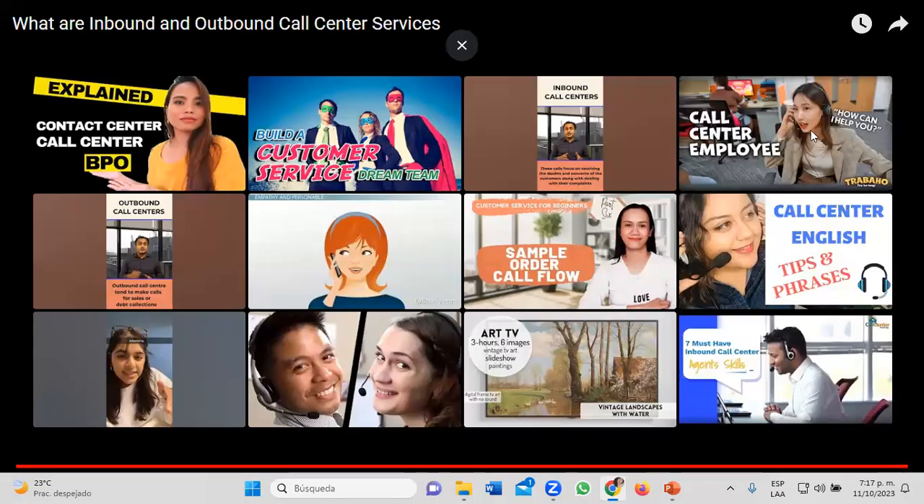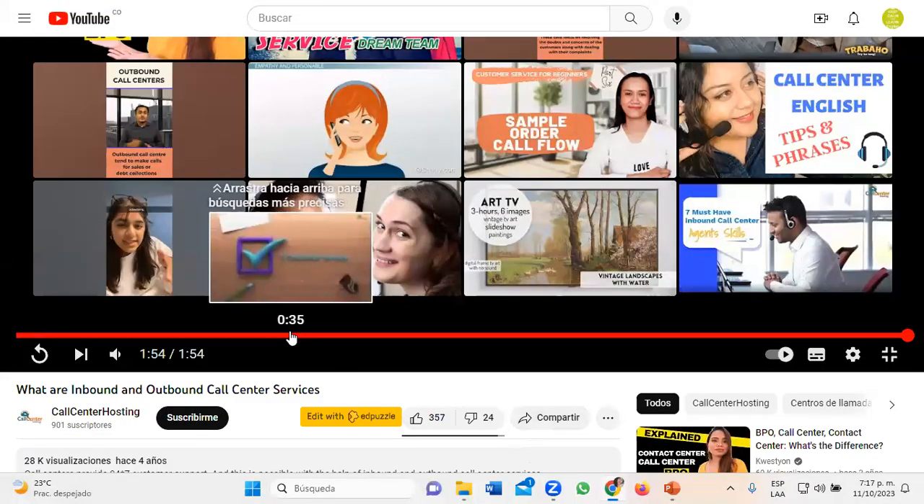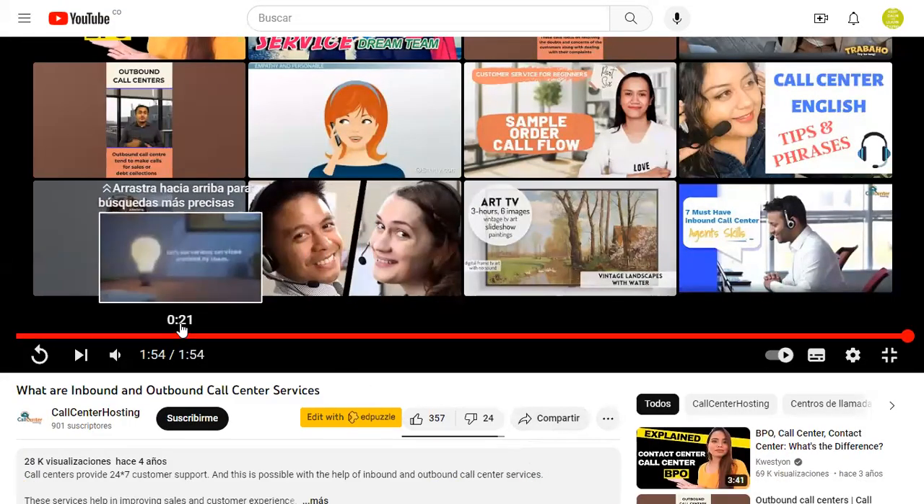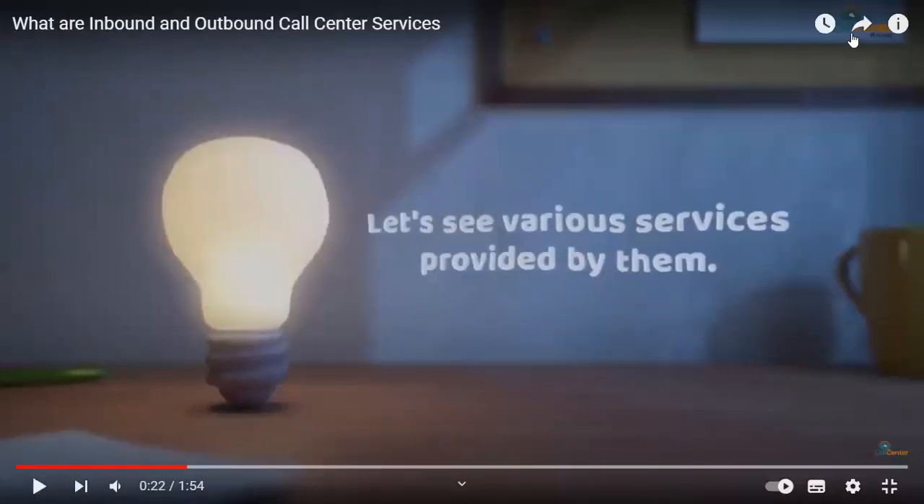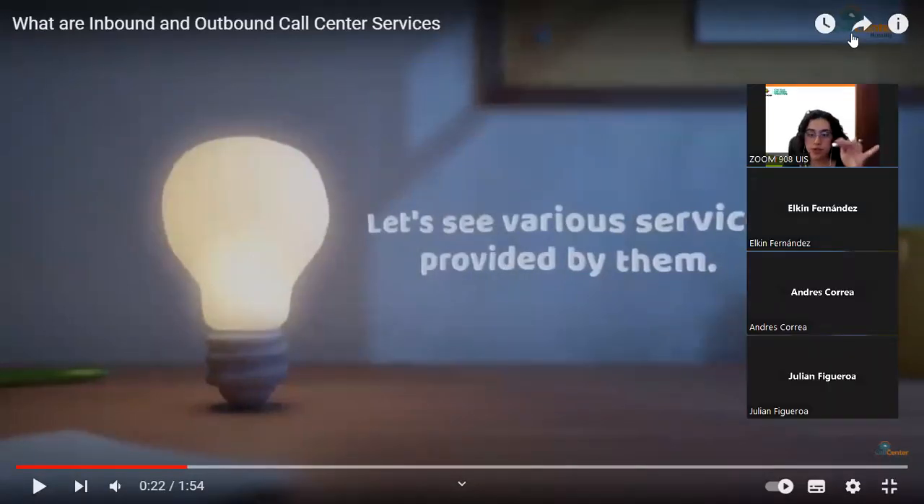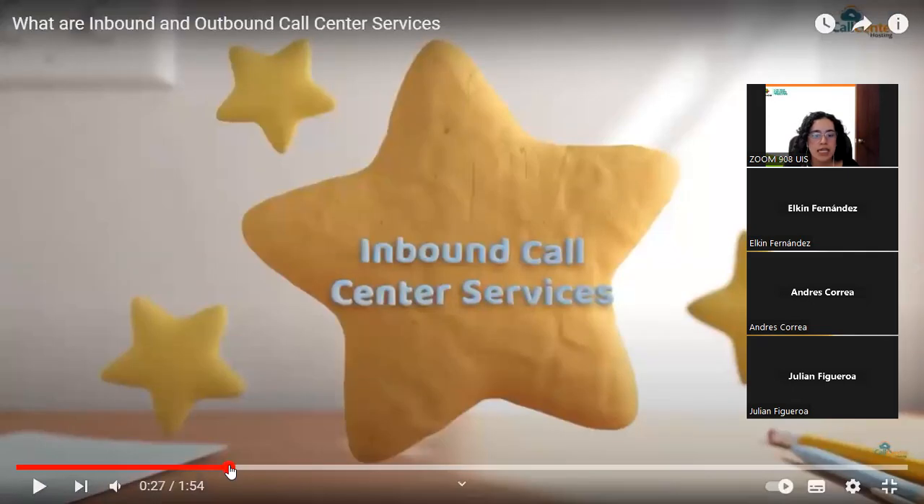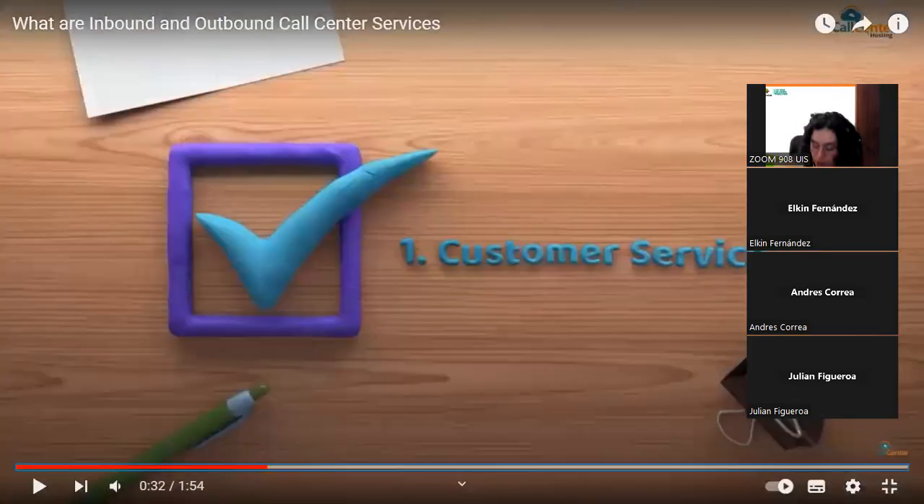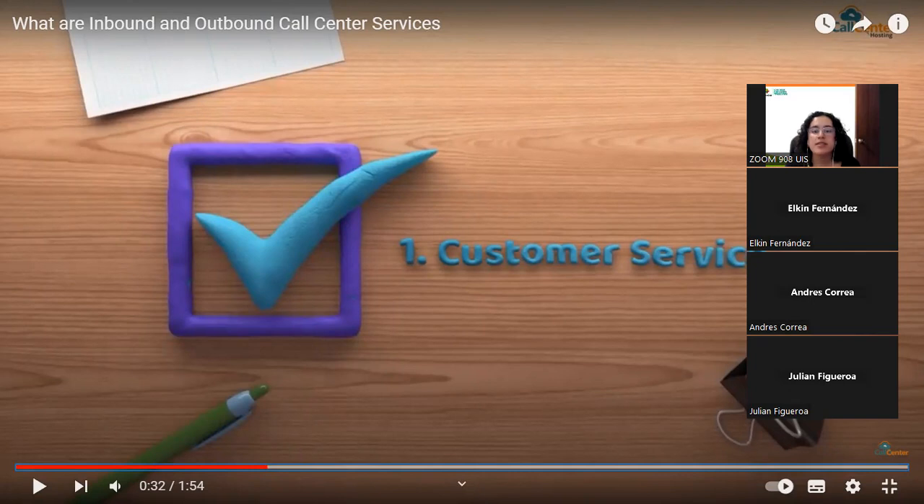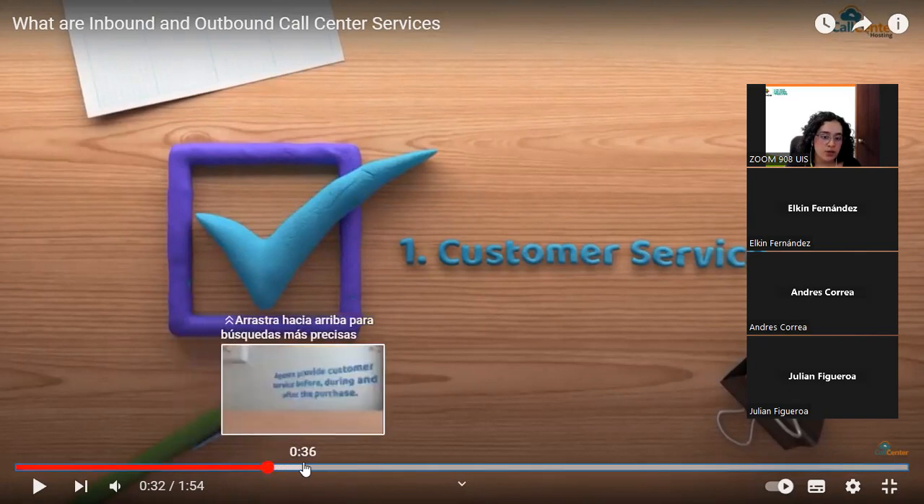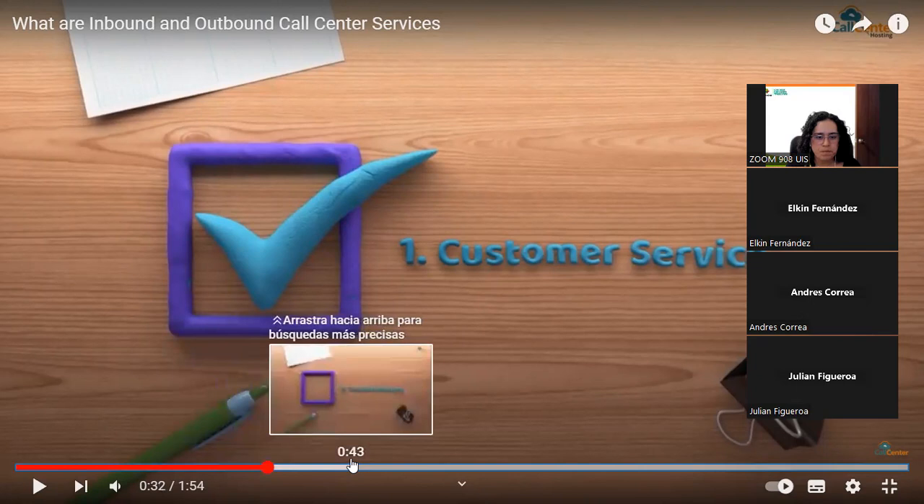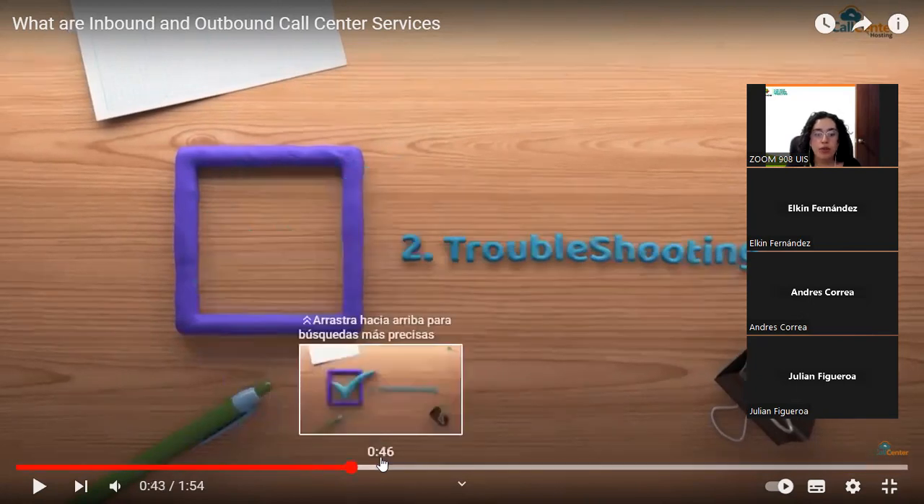All right, let's take a look again. So this is talking about the different services that are provided by two different types of call centers, the inbound or the outbound call center. So the first is the inbound. What service do we have? Customer service. So when the client calls and asks for some help, assistance, this is called an inbound call center, okay? What other we have is the troubleshooting, right?